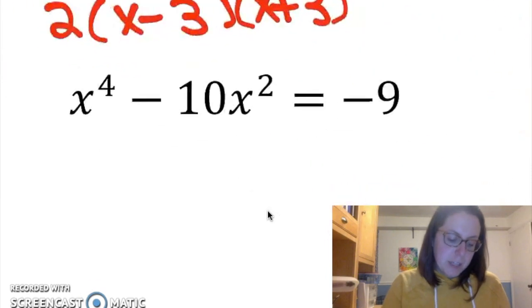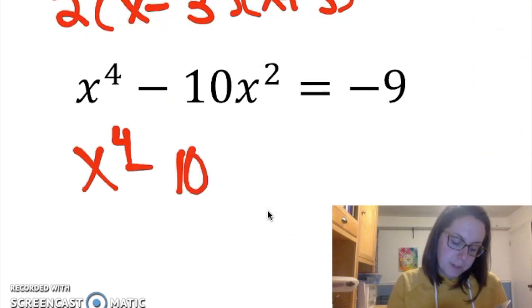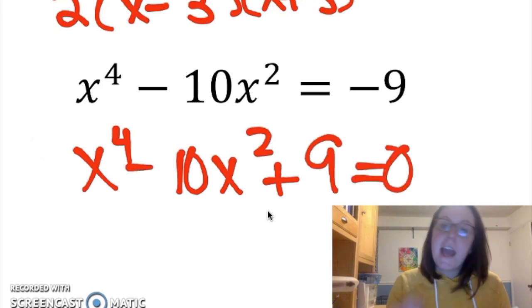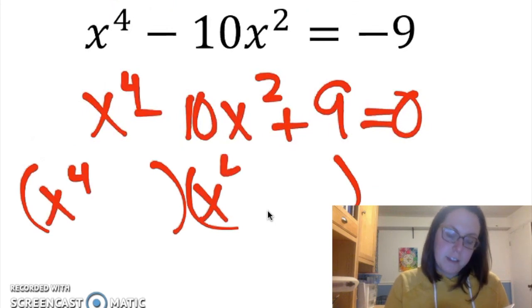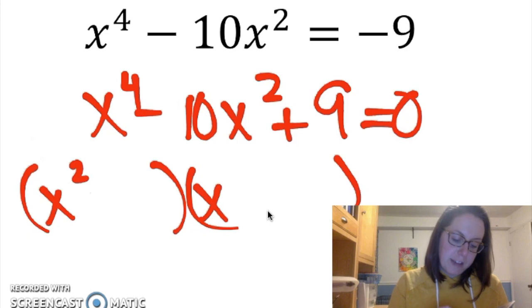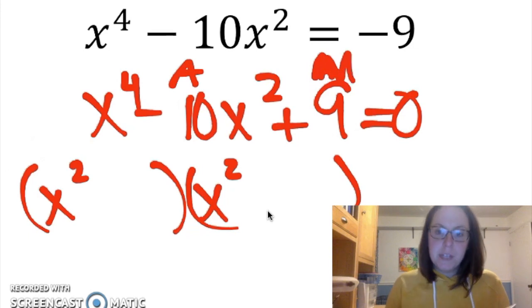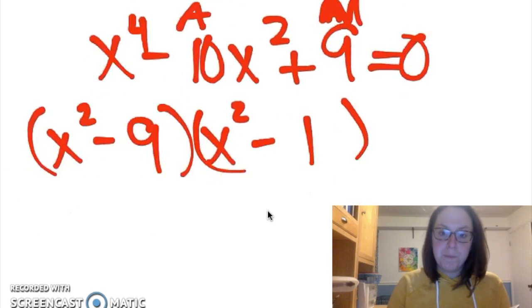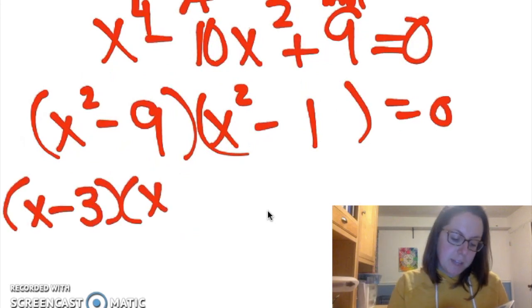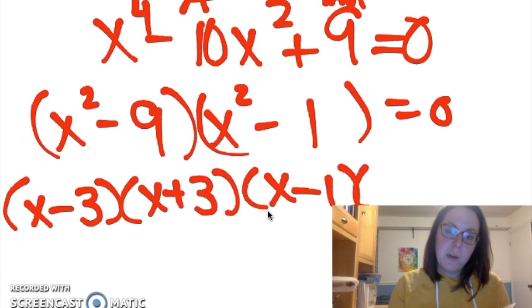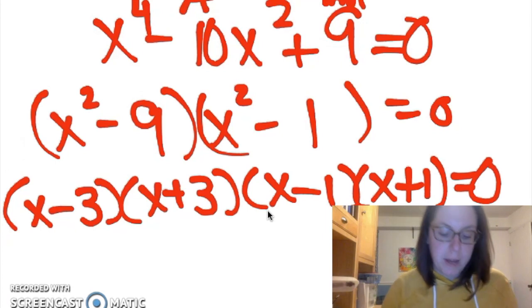All right, let's look at another one. So x to the fourth minus x squared equals 9. So I'm going to move that over to the other side. And again, now we're going to try to factor it. So I think, okay, that's x squared and x squared, because they have to multiply to be x to the fourth. What adds to be negative 10 and multiplies to be 9? So that's going to be negative 9 and negative 1. Now, these are both difference of squares. So this is going to be x minus 3 and x plus 3. And this is going to be x minus 1, x plus 1. If you were solving, then you'd set each one of those equal to 0, but we're not, so we're done.